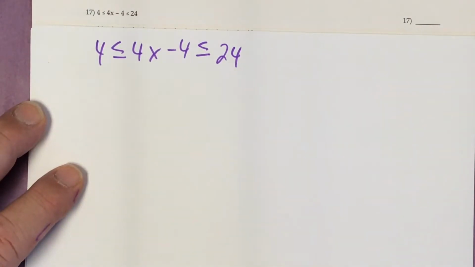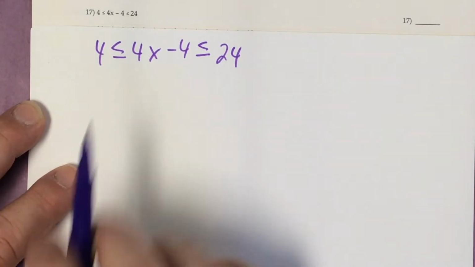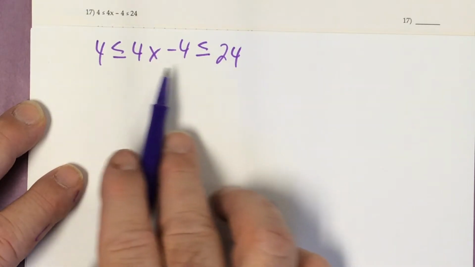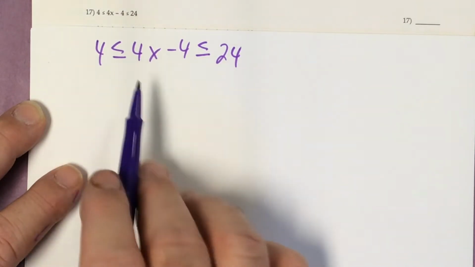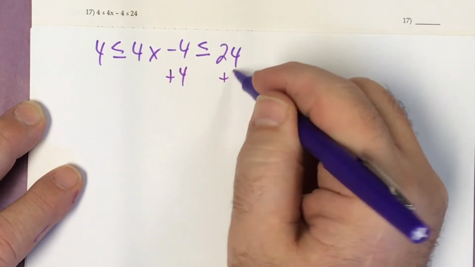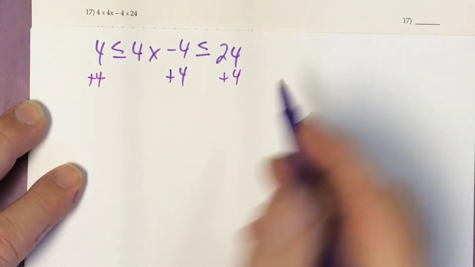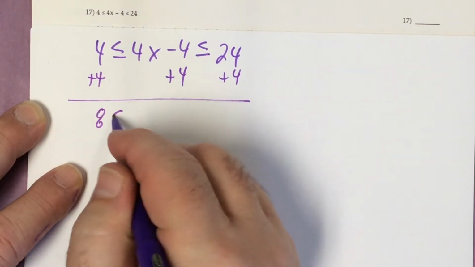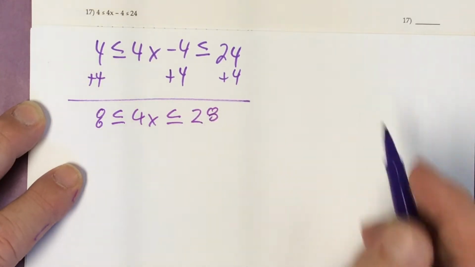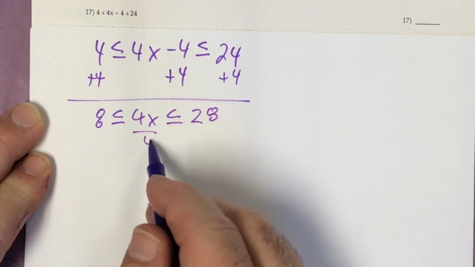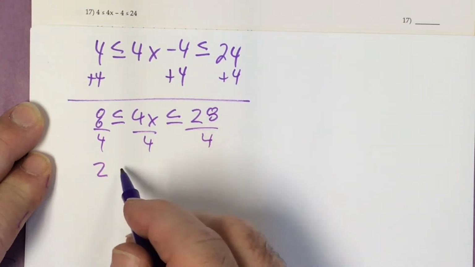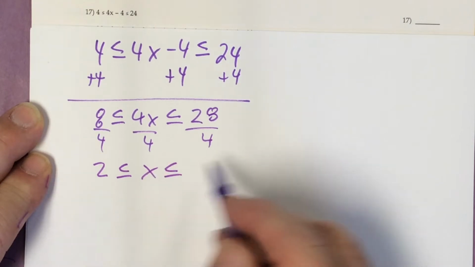All right, so I have a compound inequality. It's called a compound inequality because you have 2 of these. It's kind of like a double-decker sandwich where you have some bread in the middle. We're going to try to get x by itself here. To do that, I'm going to add 4 here, add 4 here, add 4 here. That'll give me 8 is less than or equal to 4x, which is less than or equal to 28. Now to get x by itself, I'm going to divide by 4, divide by 4, divide by 4. That's going to get me 2 is less than or equal to x, which is less than or equal to 7.